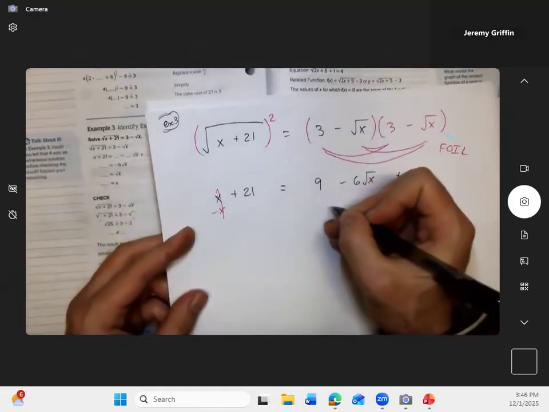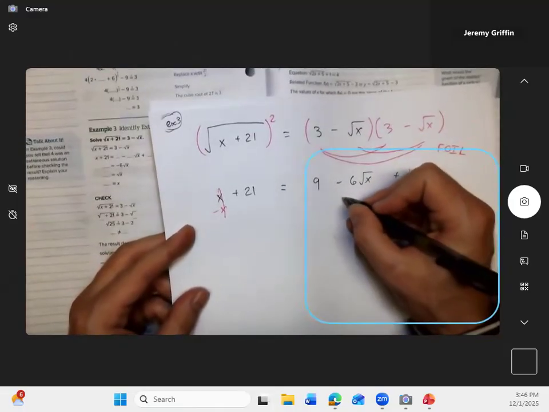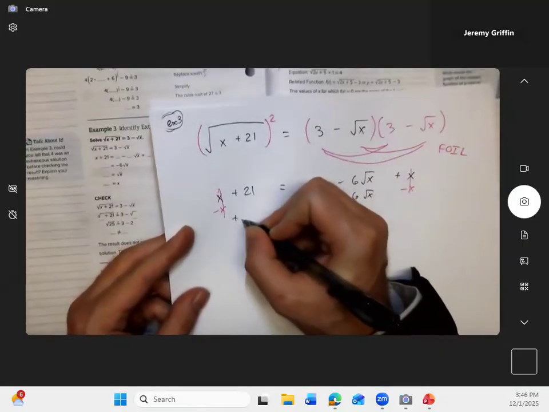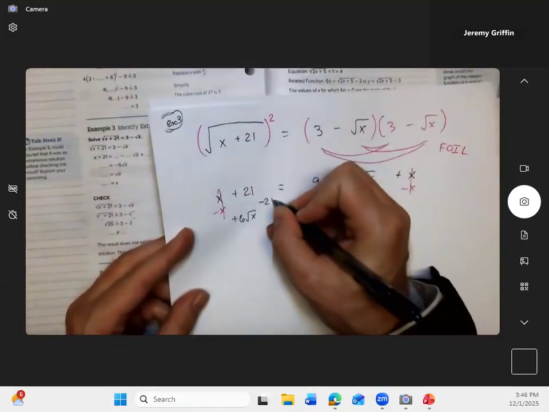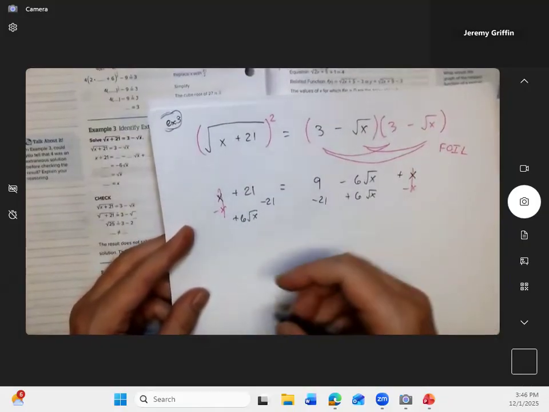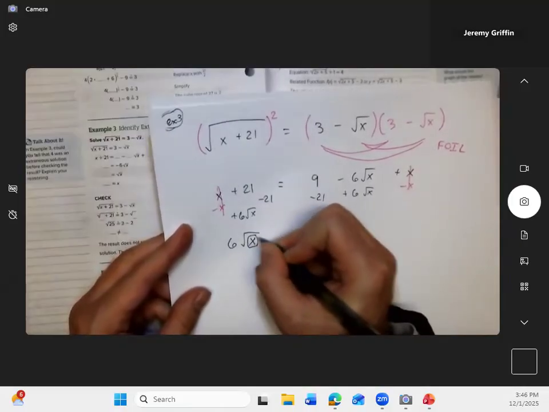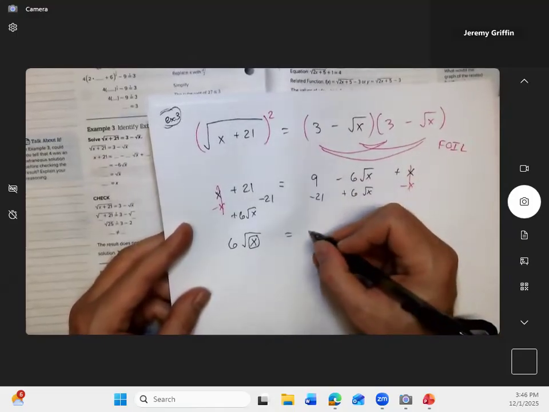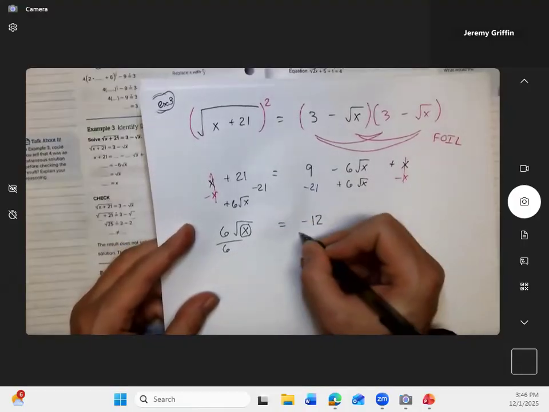Okay, so let's do, how about this? What if I add 6 root x to both sides, plus 6 root x? And I'll subtract off the 21 at the same time. Minus 21, minus 21. Okay, there we go. So I'll have 6 root x is equal to, now 9 minus 21. What is that? Negative 12, I think. I think that's right. Divide both sides by 6.